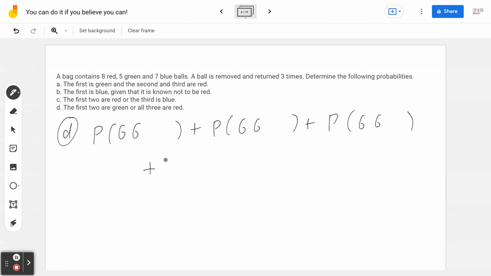Well, the first 3 is going to be like this. The first 2 are green. The third one could be green. The third one could be red. The third one could be blue. Or all 3 are red. So R, R, and R.